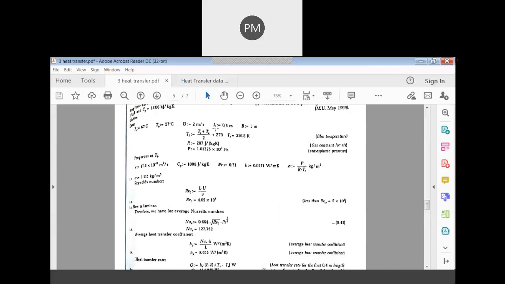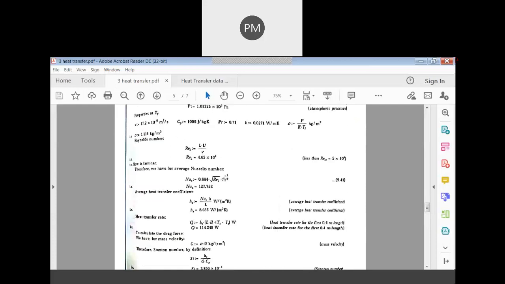Now we have to do the problem for a length of 0.4 meter. First let us calculate the Reynolds number. So Reynolds number is given by L into U by nu, length into velocity by kinematic viscosity. Okay. So you got the Reynolds number. This value is less than 5 into 10 to the power of 5, which means the flow is laminar flow, right? Okay. So in the data handbook you are going to go to the flat plate laminar flow and get the value of Nusselt number.